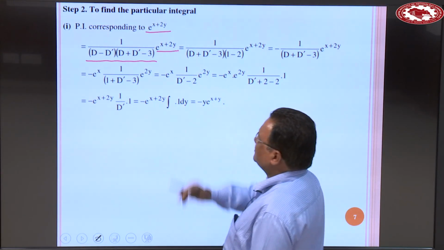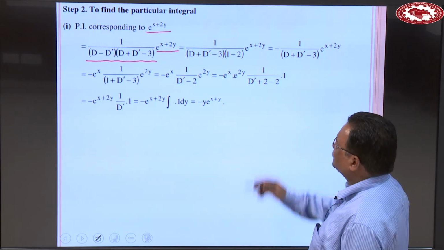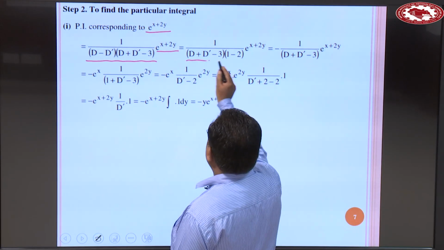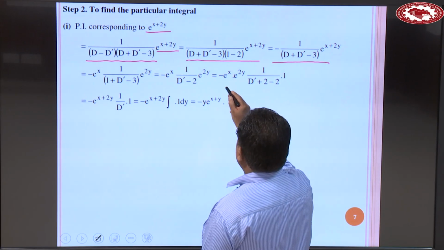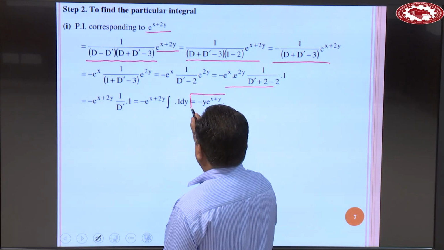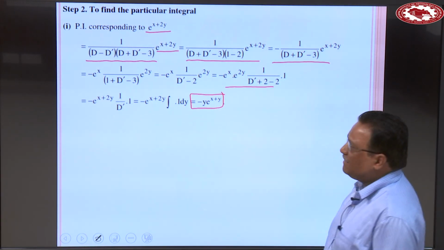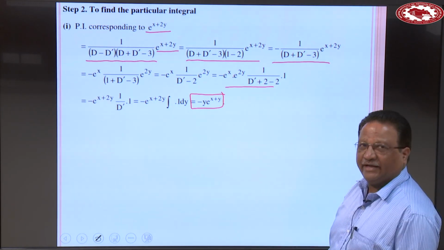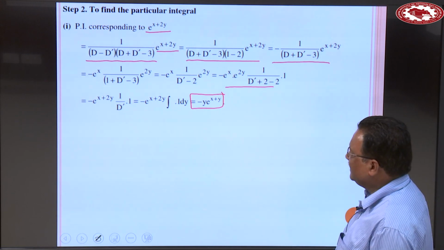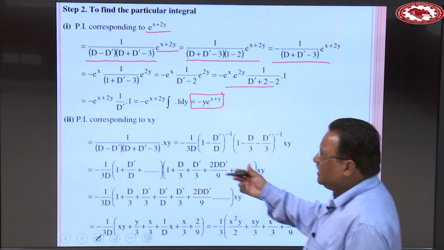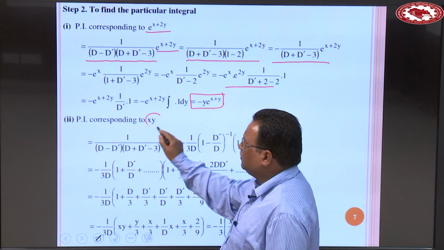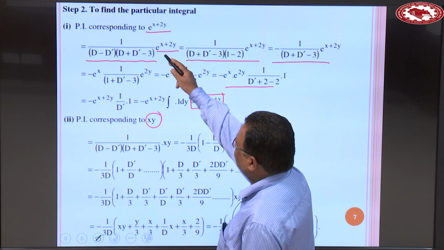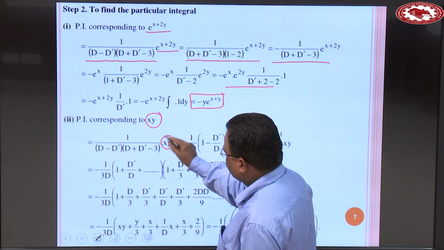First take this component e raised to power x plus 2y and solve this part. Step by step you can calculate the value of this one. So the particular integral after simplification we obtain minus y e raised to power x plus y. Similarly, calculate the particular integral corresponding to xy. So here replace e raised to power x plus 2y by xy.